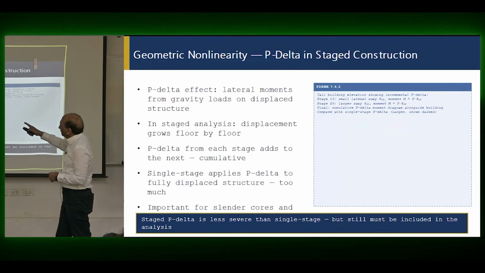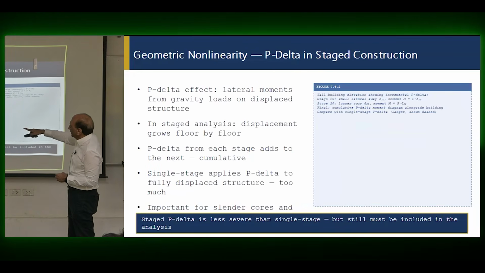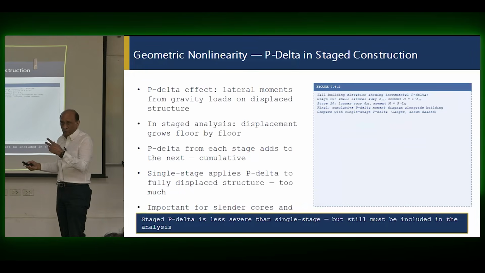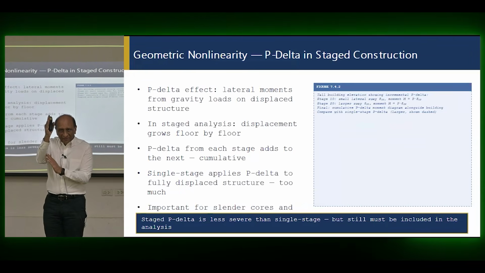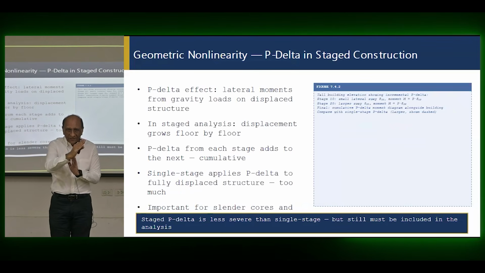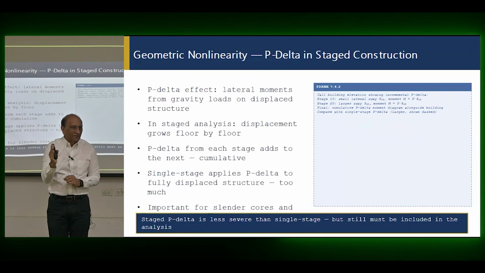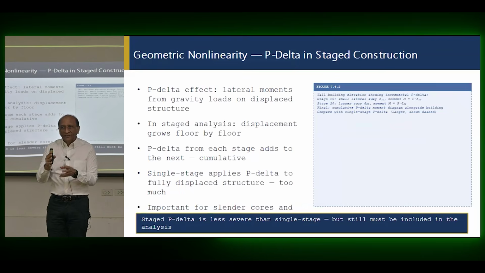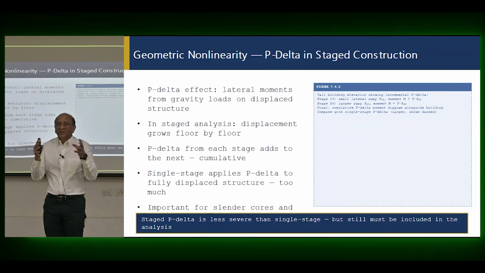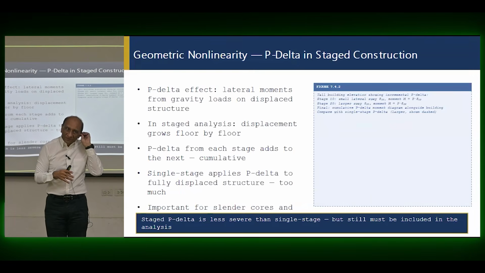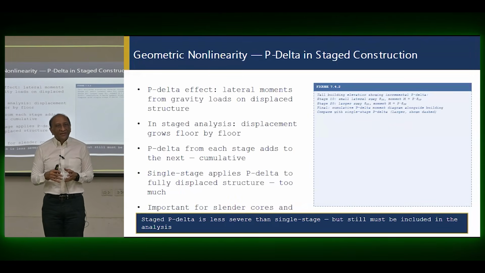Secondly, the P delta effects, lateral moment from gravity loads on displaced structure. I will show you all these things later, because like you have seen that building, right? The building is, if going like this and going like this, P delta will be very different. So P delta is applied on the final stage of the actual deformed shape, not on the assumed deformed shape. So that also changes the P delta analysis.